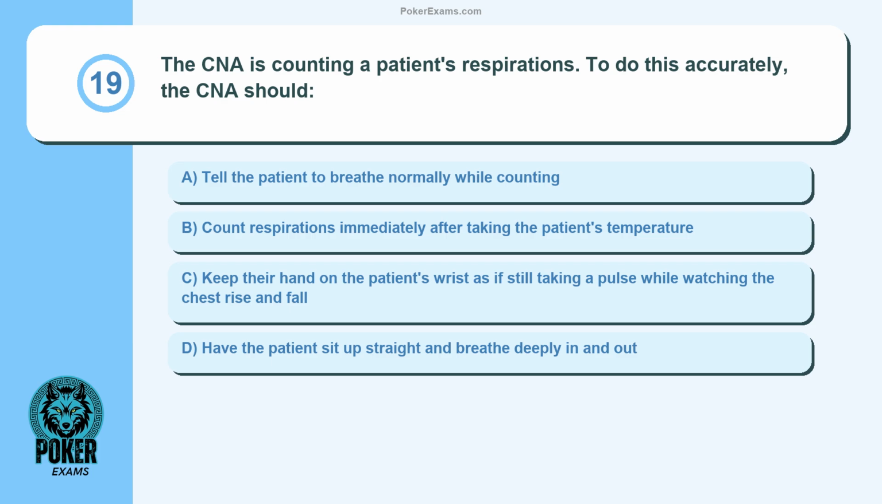Question 19. The CNA is counting a patient's respirations. To do this accurately, the CNA should tell the patient to breathe normally while counting. Count respirations immediately after taking the patient's temperature. Keep their hand on the patient's wrist as if still taking a pulse while watching the chest rise and fall. Have the patient sit up straight and breathe deeply in and out.